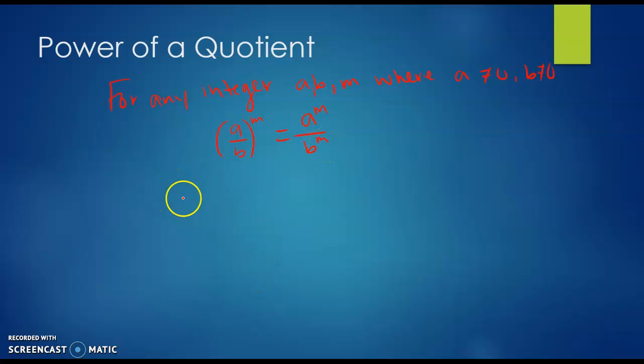So if we want to see why that works, if we have a over 2 to the third power, that would be the same as a over 2 times a over 2 times a over 2, which is the same as a times a times a over 2 times 2 times 2, which is a cubed over 2 cubed, or a cubed over 8.